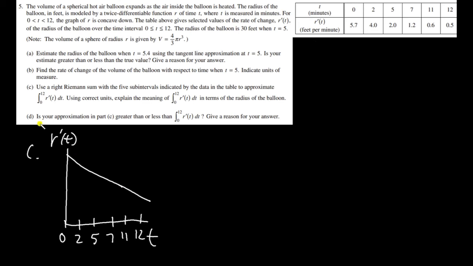So since we're doing the right Riemann sum, oh, also before we do that, actually, let me quickly talk about what they mean by 5 subintervals, okay? So the first subinterval goes from t equals 0 to t equals 2. The second goes from t equals 2 to t equals 5. The third goes from 5 to 7, 7 to 11, and then 11 to 12. Those are the 5 subintervals, okay?